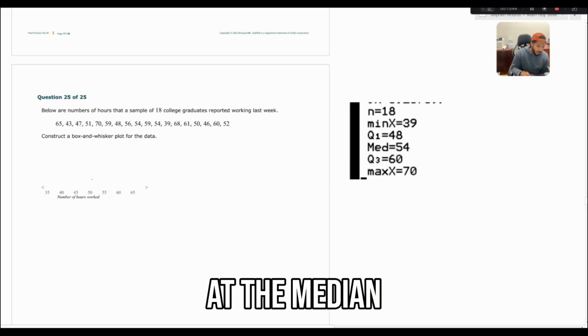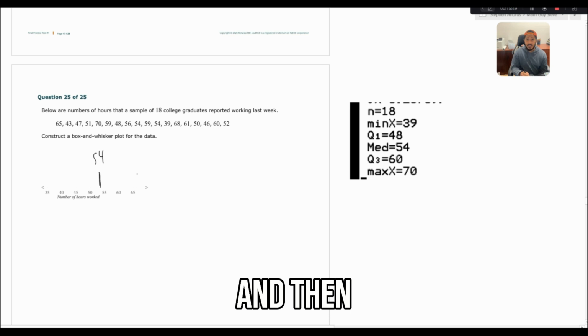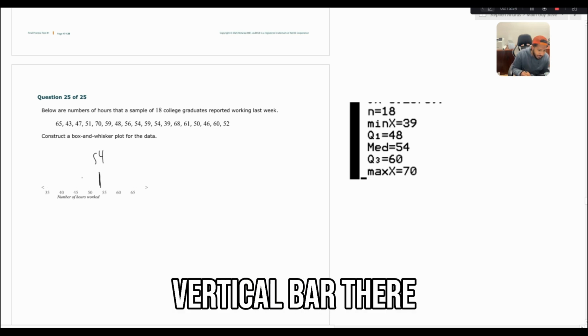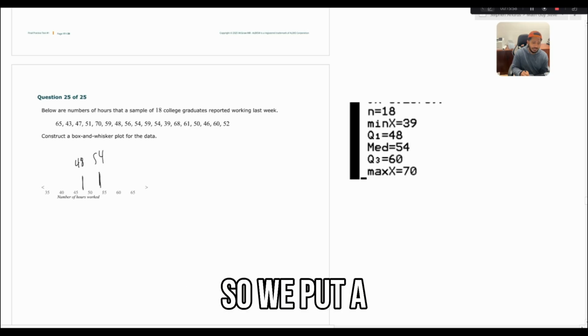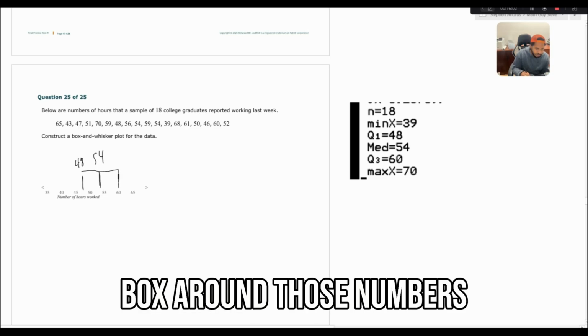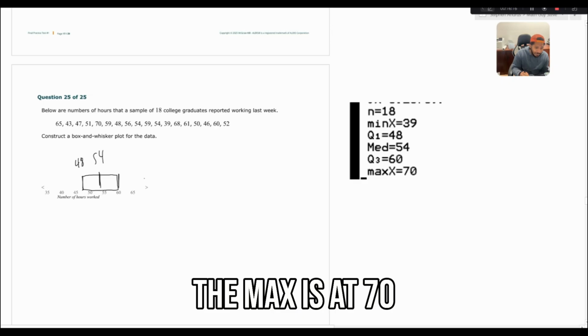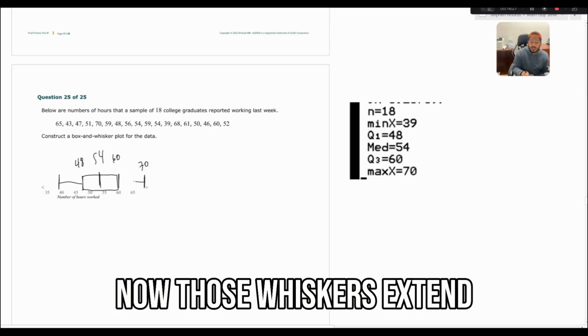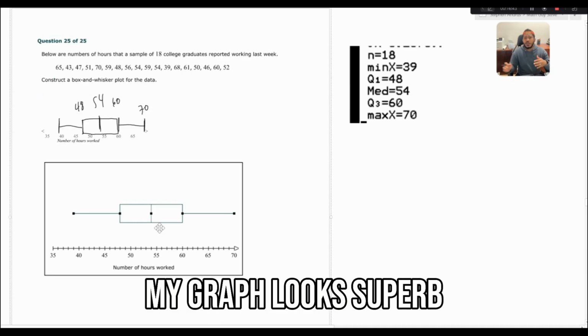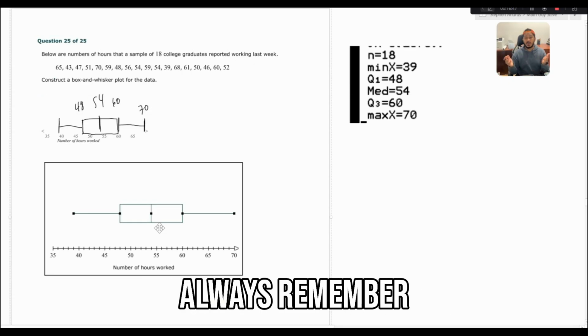We put a vertical bar at the median, so 54 here. And then our box is drawn around Q1 and Q3. So Q1 here is 48, we put a vertical bar there. And then Q3 is 60, so we put a vertical bar there. Now we put a box around those numbers. Now whiskers just go to the max and min. So here the max is at 70 and the min is at 39. Now those whiskers extend to the box. And though I know my graph looks superb, here's a better one. Always remember, math is everywhere.